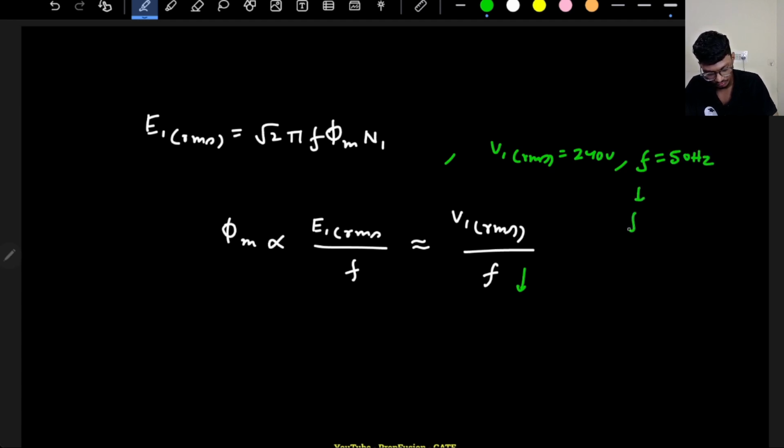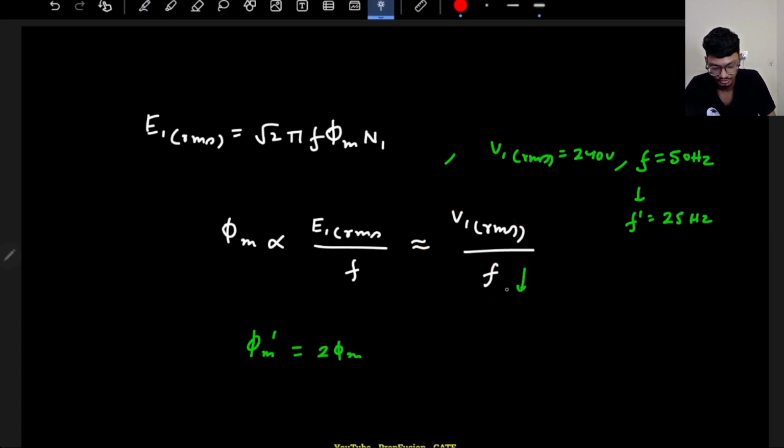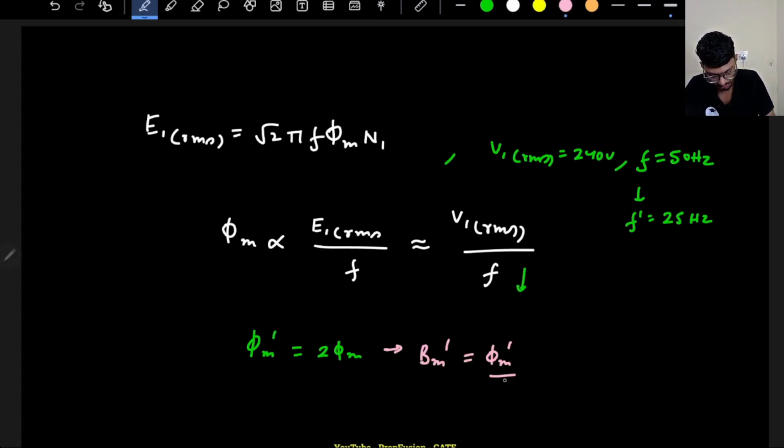Now if I change my f to f dash, that is 25 hertz, what will happen? The flux phi m dash will be 2 phi m. You can simply take the ratio here because it is inversely proportional to frequency. So if frequency reduces, flux will increase twice. So I know one more thing. What about the flux density? Bm dash is basically phi m dash divided by area. Area is fixed for the core, so Bm dash also will be twice the initial flux density.